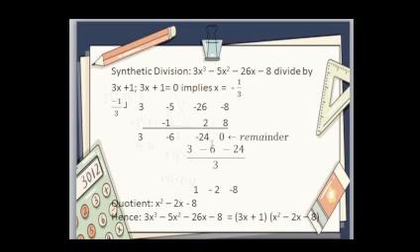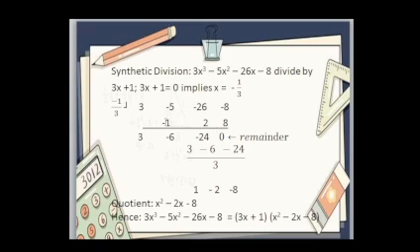And then negative 24 times negative 1 is positive 24. And divided by 3, that is positive 8. Negative 8 plus 8 is 0. So our remainder here is 0.